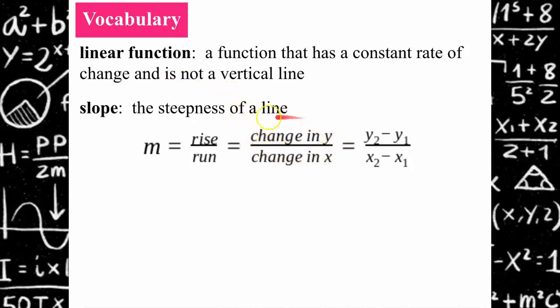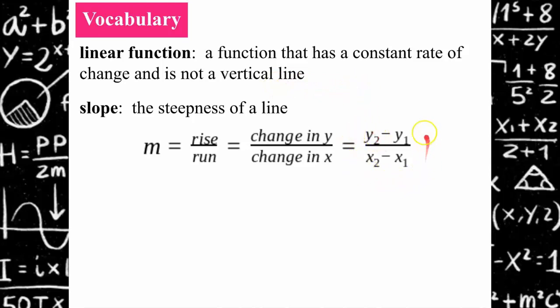We can also refer to it as the change in y over the change in x. This is handy when we're describing or interpreting our slope. So the change in y refers to the change in the vertical distance of a line, and the change in x refers to the horizontal distance, that change on the axis of the line. So vertical change over horizontal change.